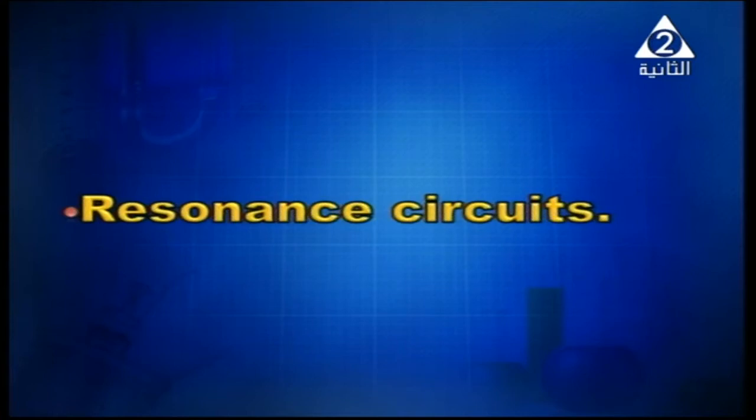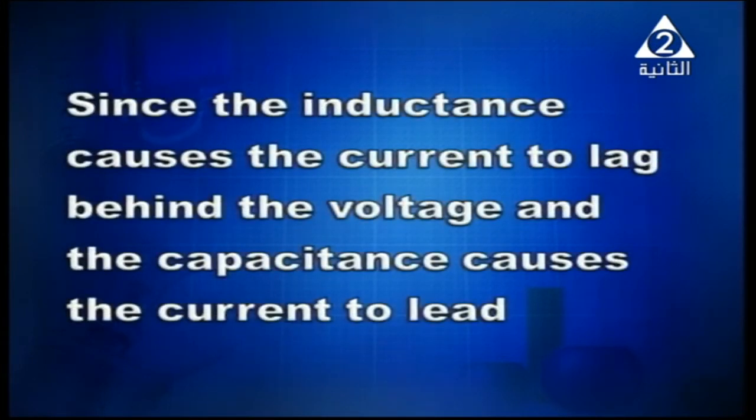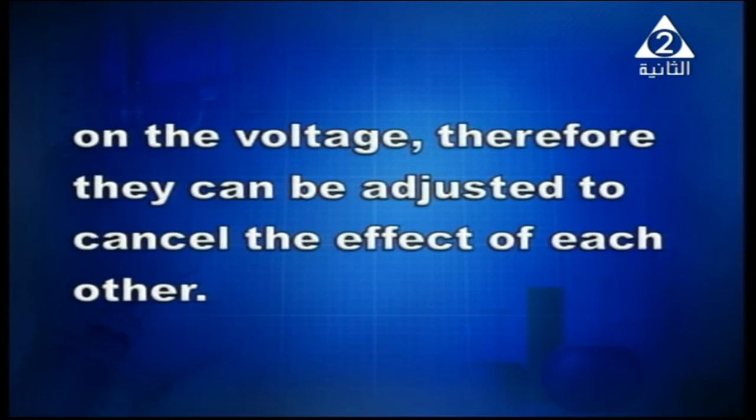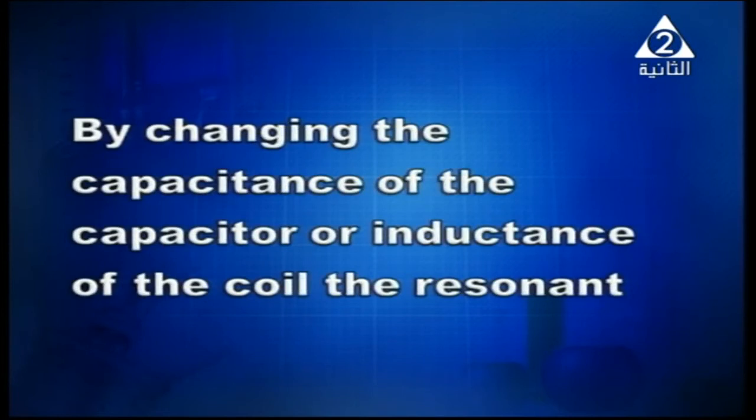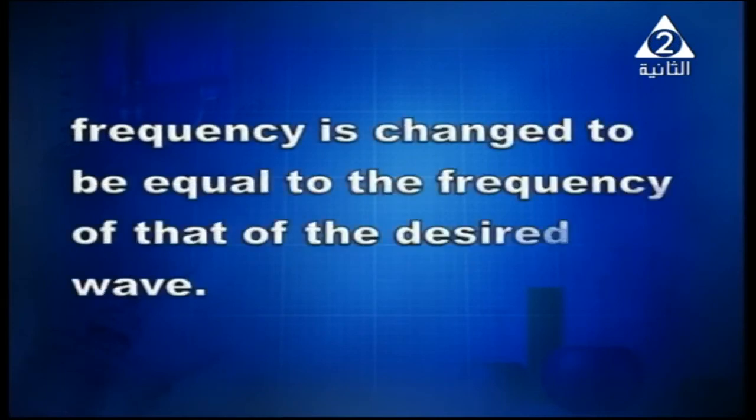And we want the idea of resonance circuits. Since the inductance causes the current to lag behind the voltage and the capacitance causes the current to lead the voltage, they can be adjusted to cancel the effect of each other by changing the capacitance of the capacitor or the inductance of the coil. The resonance frequency is changed to be equal to the frequency of the desired wave.